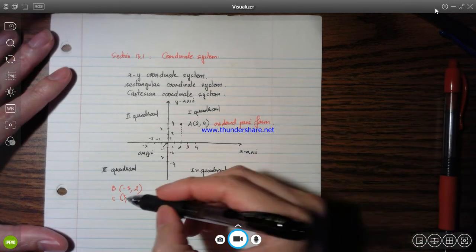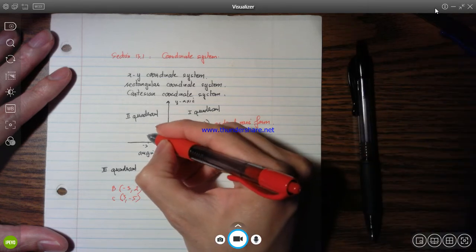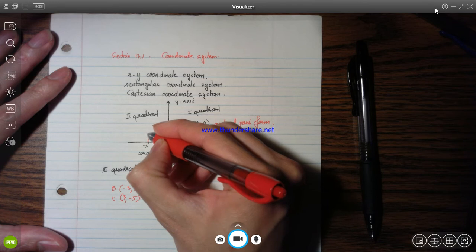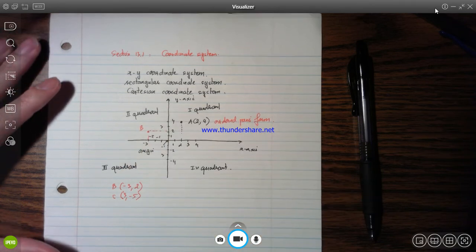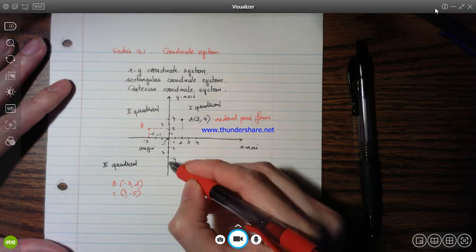So -3, 2, it should be right over here, right? So this concept is very easy, guys. You already learned it in high school. So this is 3, -5, so it should be around right here.